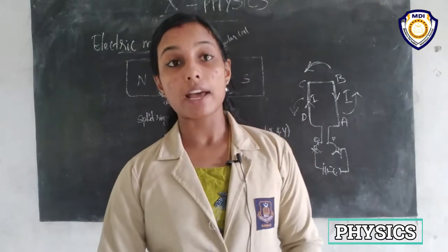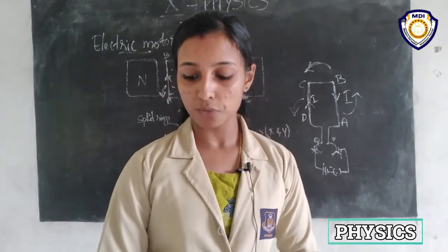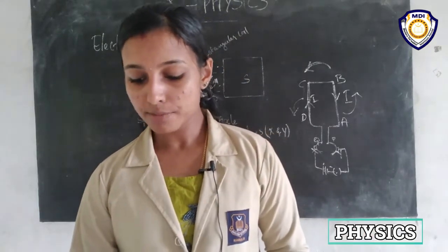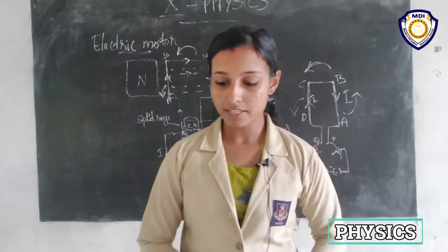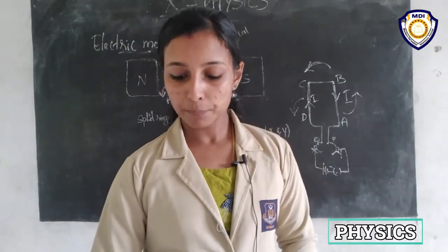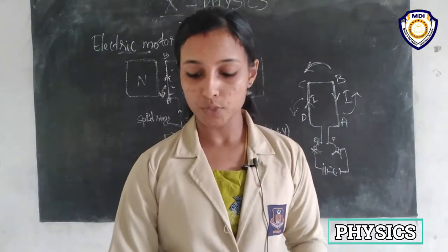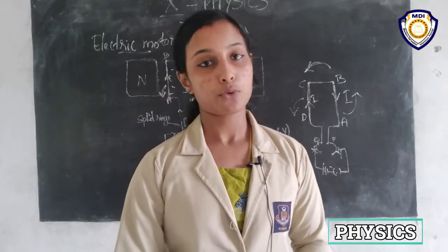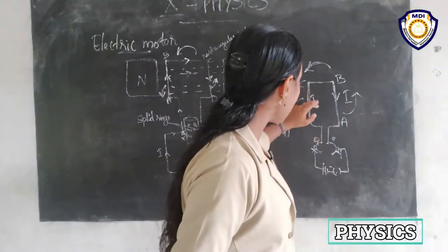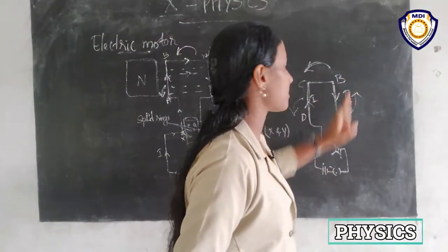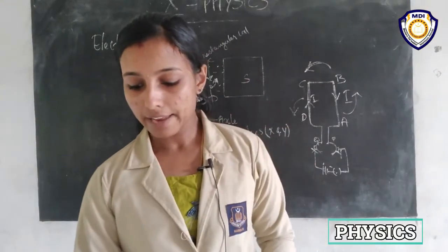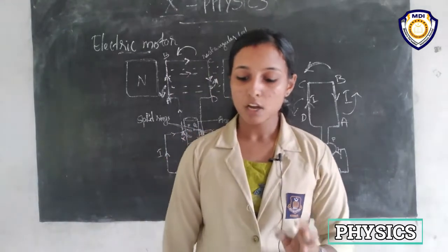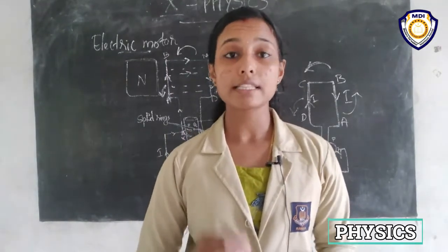The reversal of current also reverses the direction of force acting on arms AB and CD. Thus arm AB, which was earlier pushed downward, is now pushed up, and CD, previously pushed up, is now pushed down. Therefore the coil and the axle rotate half a turn more in the same direction.